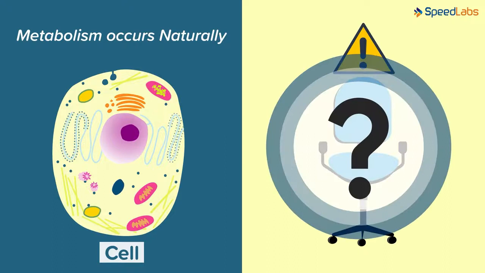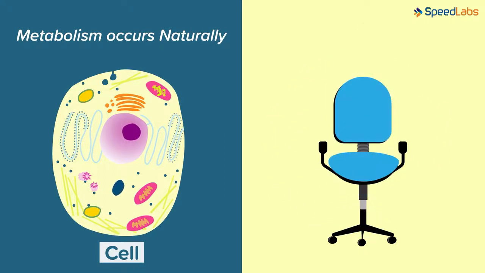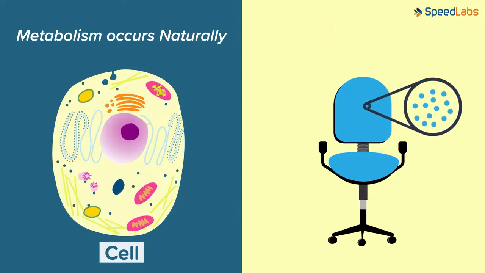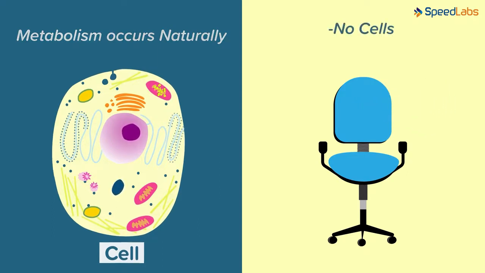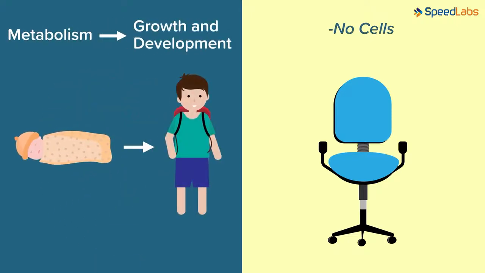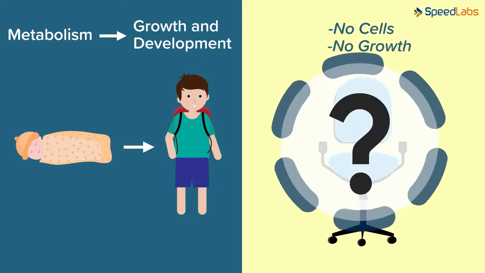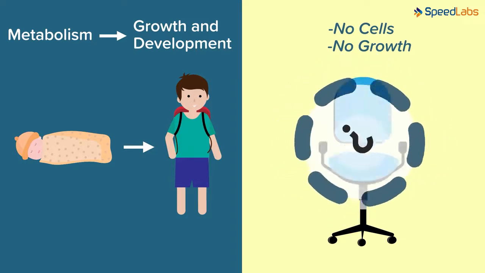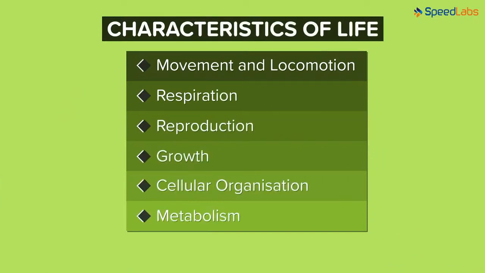And why are they not capable? It's simple. They do not have cells. So, if the object is only made up of atoms and molecules, then how and where can metabolism be carried out in it? It's not possible. Also, the process gives rise to growth and development of the life form. But we know that non-living objects do not grow. So, is there any need for metabolism in a non-living object? There isn't. So these were the major fundamental properties that helped us differentiate between living and non-living forms.